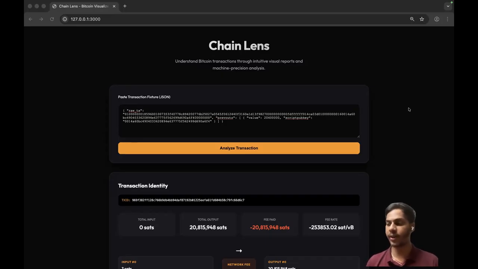Hi, today I'm going to explain how a Bitcoin transaction works using this visualizer. A transaction is basically a public ledger entry that moves value from old owners to new owners.